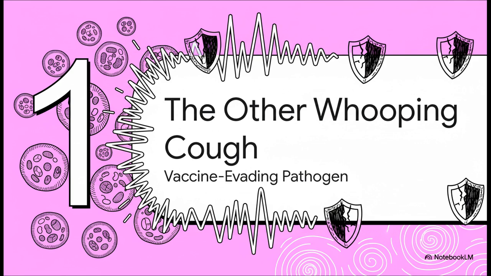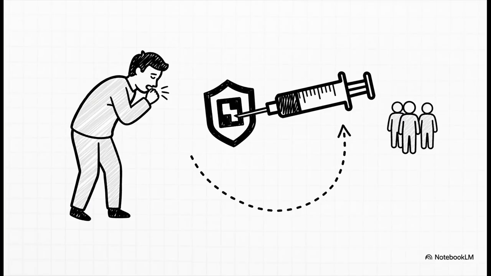We're talking about the other whooping cough, and introducing a pathogen that has a few clever tricks up its sleeve, especially when it comes to vaccines. So here's the fundamental puzzle, right? You've got this organism, it causes an illness that looks just like whooping cough, it spreads easily, but, and this is the kicker, it completely sidesteps our number one tool for prevention, the vaccine. And that, right there, is why getting the identification right is so critical from a public health standpoint.